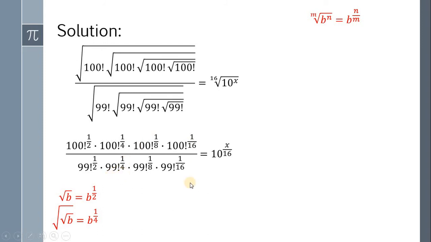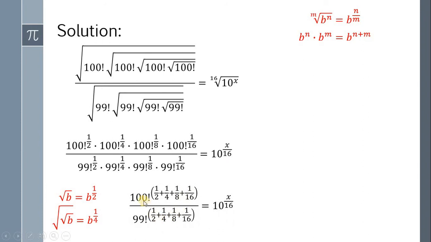Next, we will use some laws of exponent again to simplify the left-hand side. So if we have b raised to n multiplied by b raised to m, this is equal to b raised to n plus m. Therefore, we have 100 factorial raised to 1/2 plus 1/4 plus 1/8 plus 1 over 16. We do the same thing in the denominator.